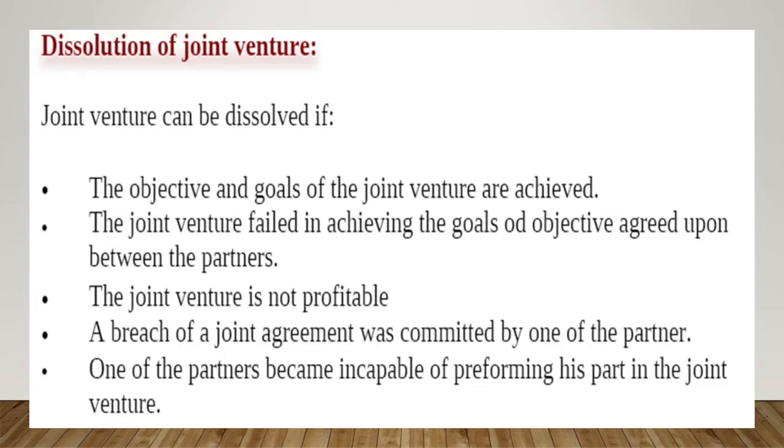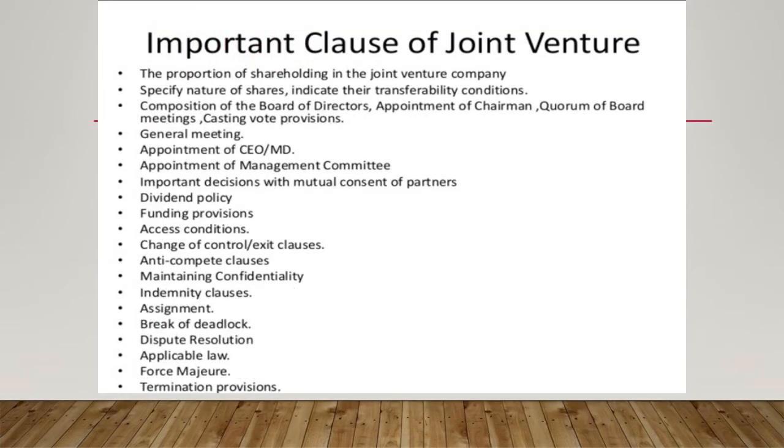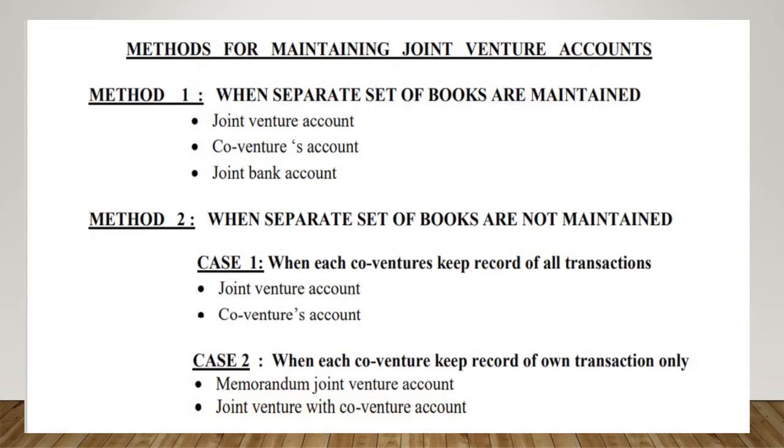These are the summary of the last three videos. Now the clause is also explained. Now the methods: two methods. Here I explained two methods. Before that, journal entries in the books of one co-venturer and journal entries in the books of all other co-venturers. In these methods of joint venture, the first method is, when a separate set of books is maintained, we have to prepare three accounts: joint venture account, co-venturer account, and joint bank account.